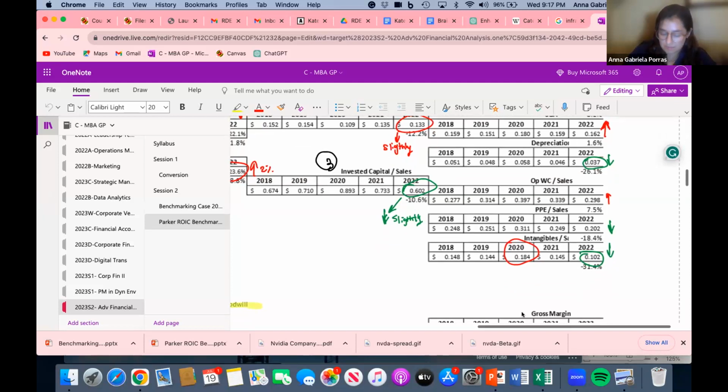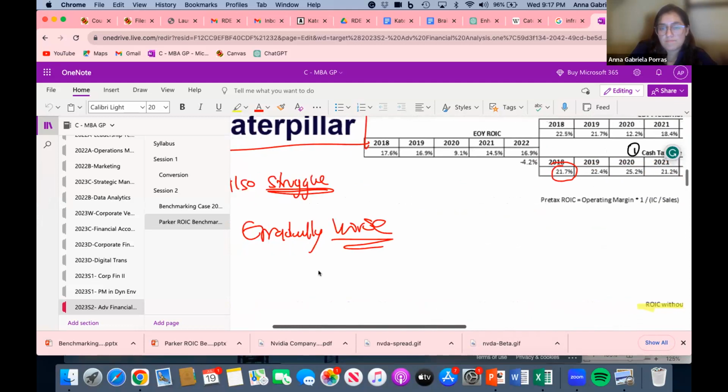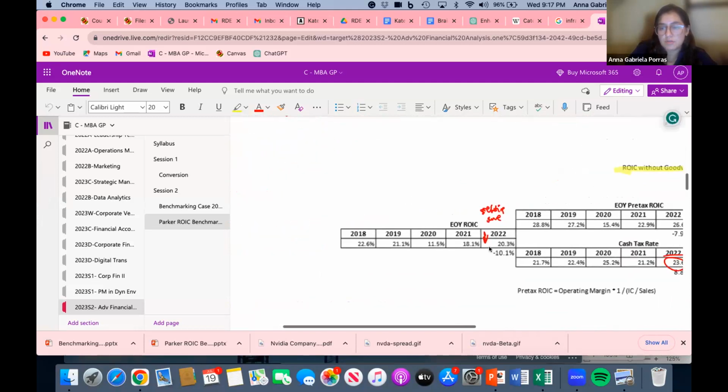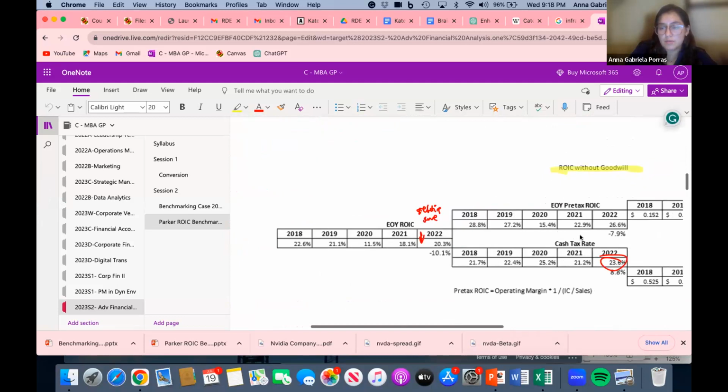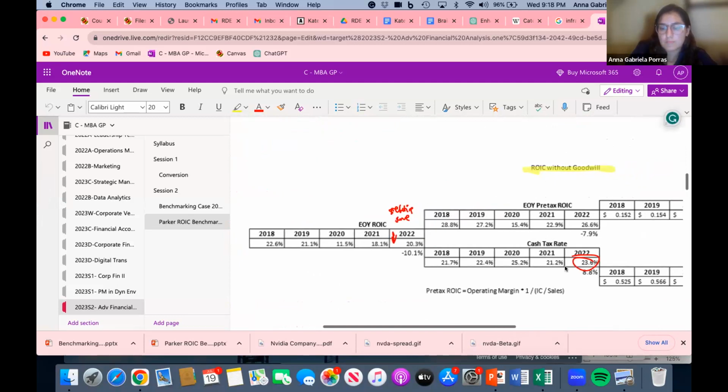So again, gradually getting worse, but not as bad as Parker. I think Caterpillar is a construction equipment manufacturer, specifically in construction. Parker serves broader industries, so perhaps they were more affected by the supply chain disruptions through the pandemic, rising material costs, and maybe labor shortages, more so than Caterpillar. Caterpillar is also a bigger company, so maybe that helped give them some cushion. And then again, ROIC without goodwill follows pretty similar numbers.